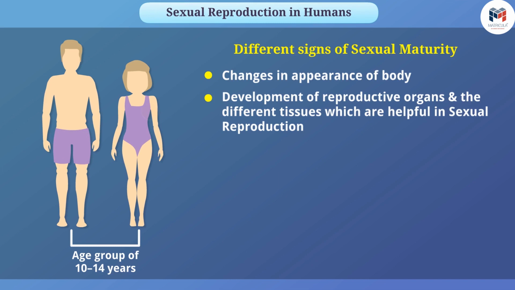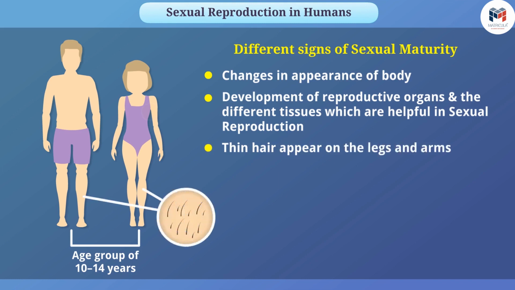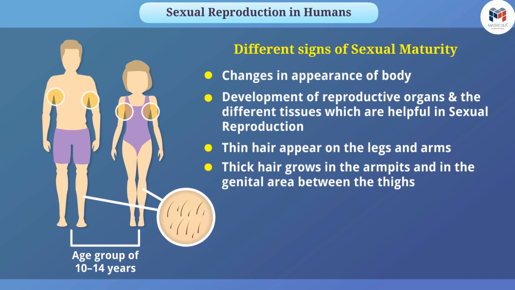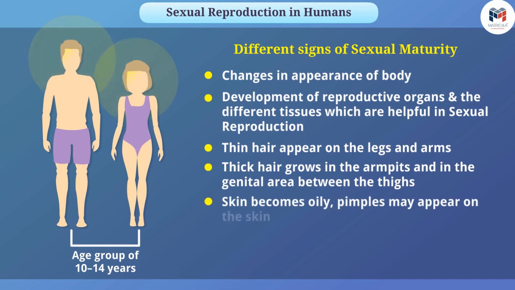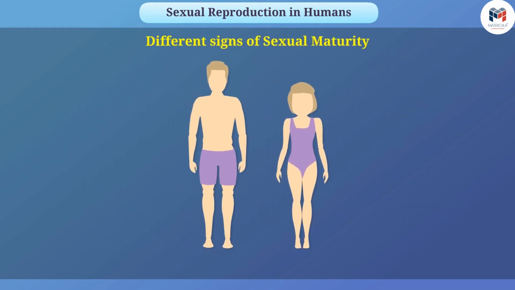Moreover, there are different signs of sexual maturity, such as thin hair appears on the legs and arms, thick hair grows in the armpits and in the genital area between the thighs, the skin becomes oily, pimples may appear on the skin, and so on. Along with physical and mental changes, there is occurrence of some hormonal and emotional changes too. For example, the individual becomes more aware of himself and towards the opposite sex.